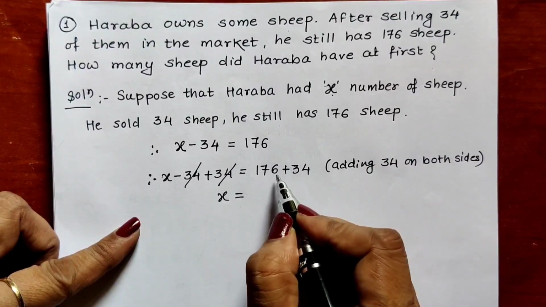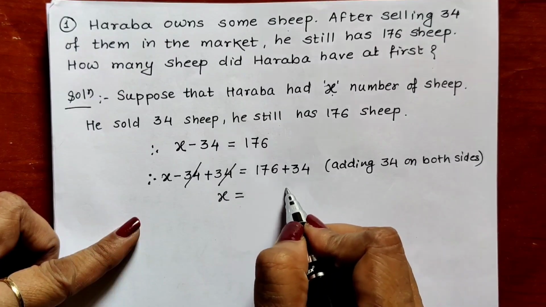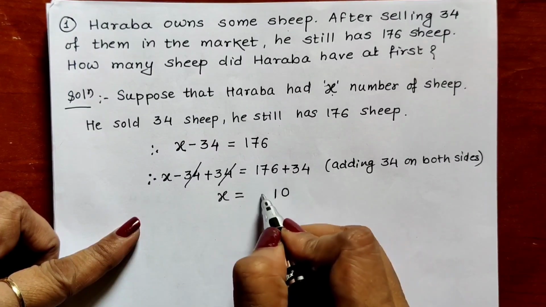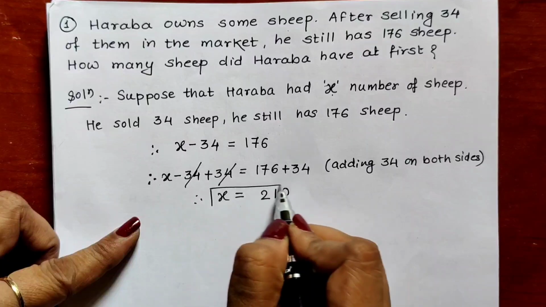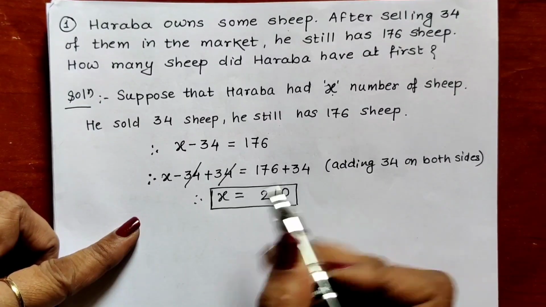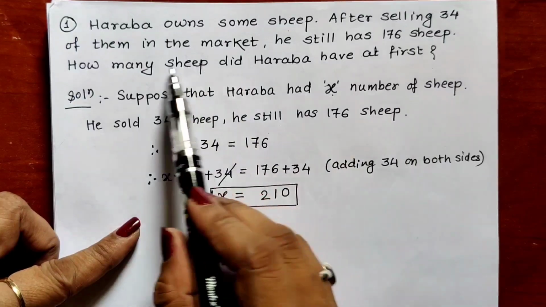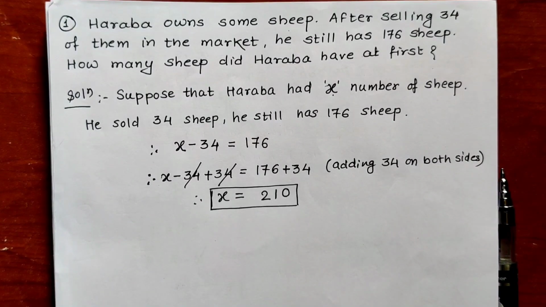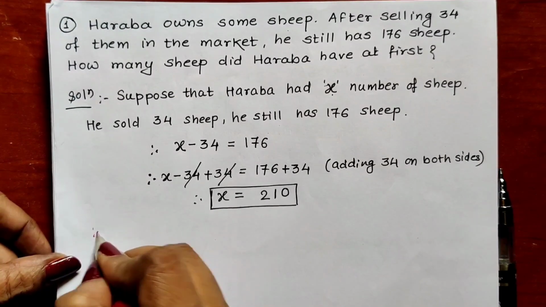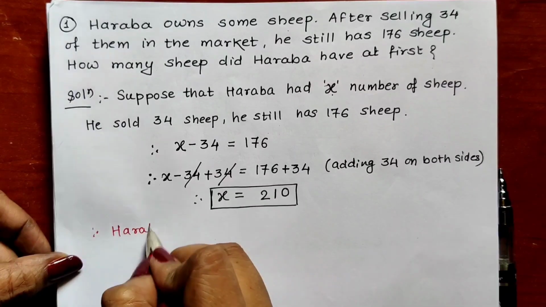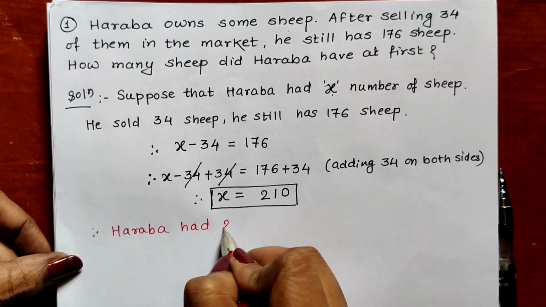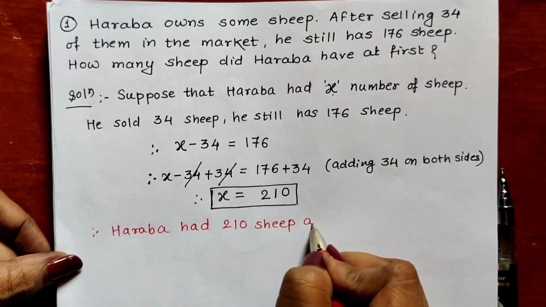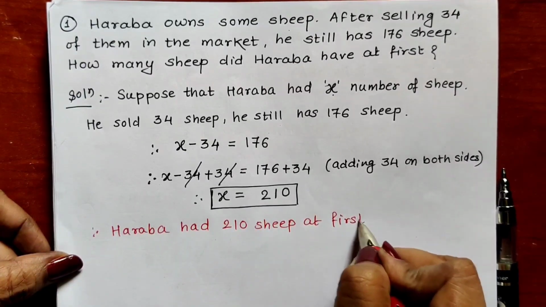X is equal to what? 176 plus 34. 6 plus 4 is 10, 1 carrying, 7 plus 3 is 10 plus 1, 11, 1 carrying, 1 plus 1 is 2. So X is equal to 210. So X for what we have taken? Haraba had X number of sheep. So how many sheep did he have at first? At first he was having 210 sheep. Therefore Haraba had 210 sheep at first. In this way we have to solve the sum.